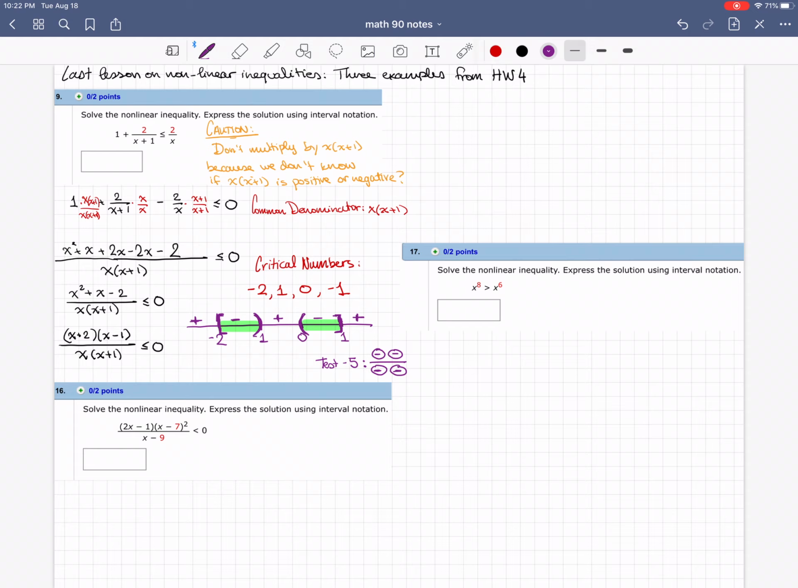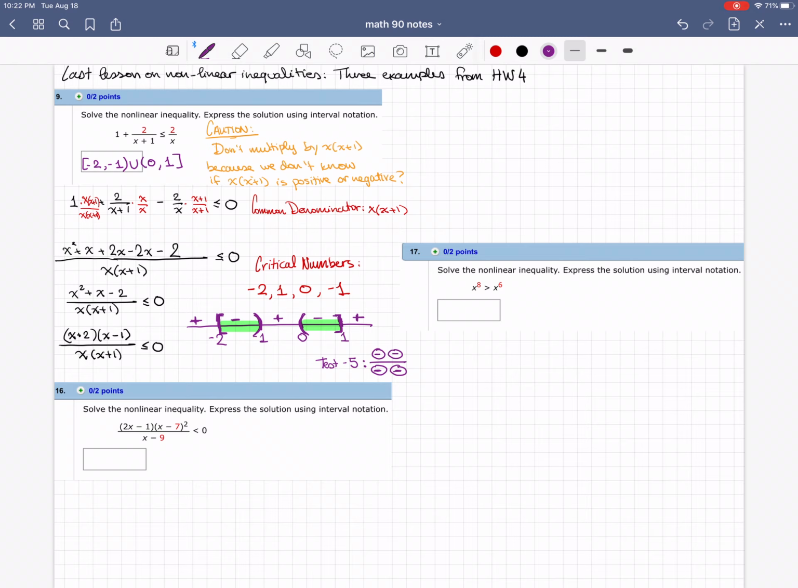Notice that our solution is broken up into two disjoint pieces. So we're going to use the union symbol in our solution set. So writing the solution set up here in the little box, we'll go from -2 to -1, not including the -1, but including the -2, and then from 0 to 1, not including the 0, but including the 1.